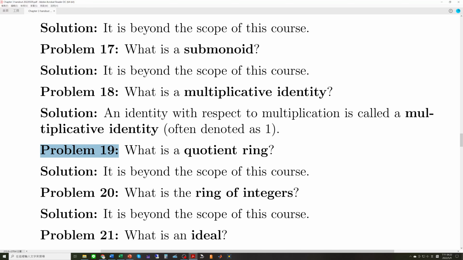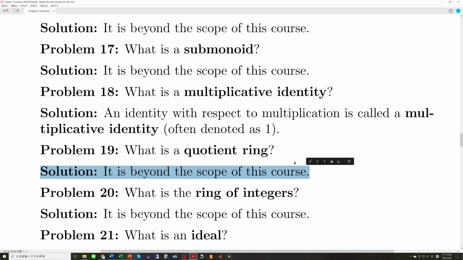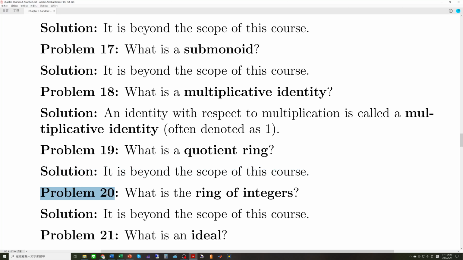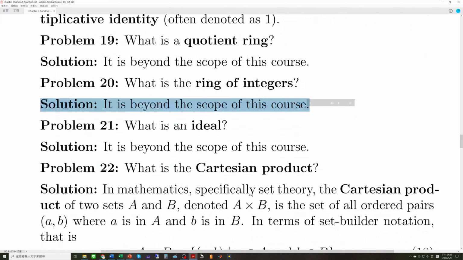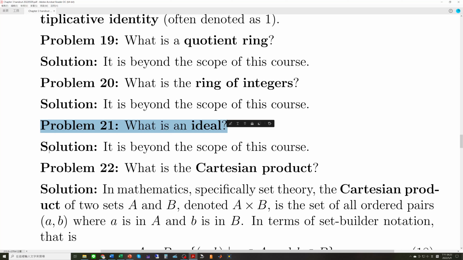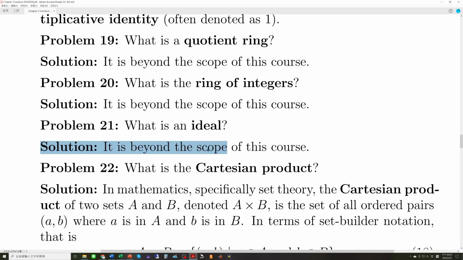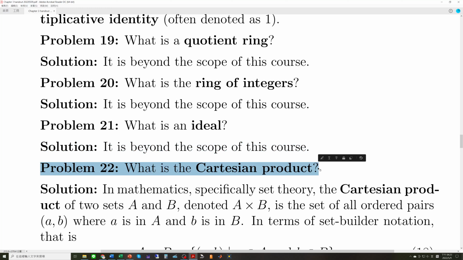Problem 19, what is a quotient ring? Solution: it is beyond the scope of this course. Problem 20, what is the ring of integers? Solution: it is beyond the scope of this course. Problem 21, what is an ideal? Solution: it is beyond the scope of this course. Problem 22, what is the Cartesian product?